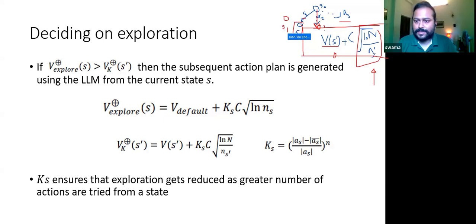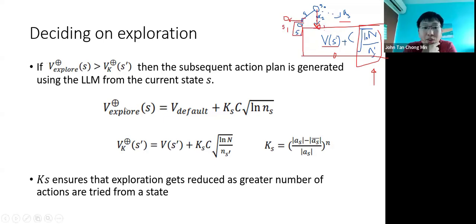Exactly. But why would you need to do that if your child node is always going to be the same, right? Like it will always go to S1 when you take action 1, right?